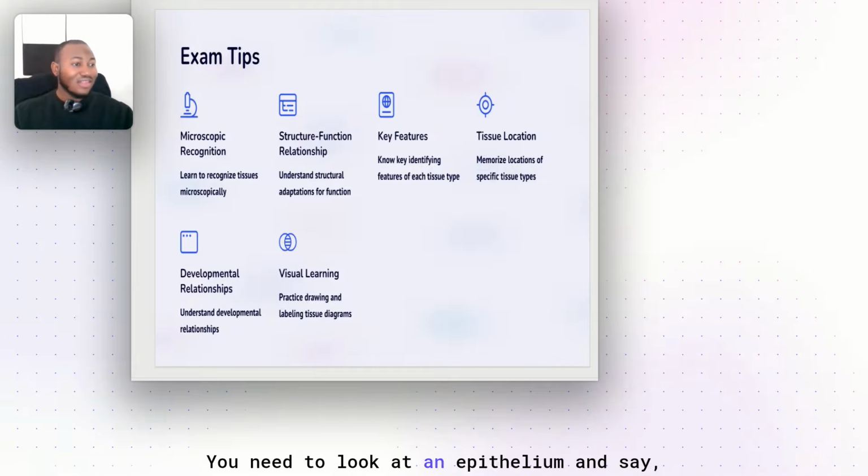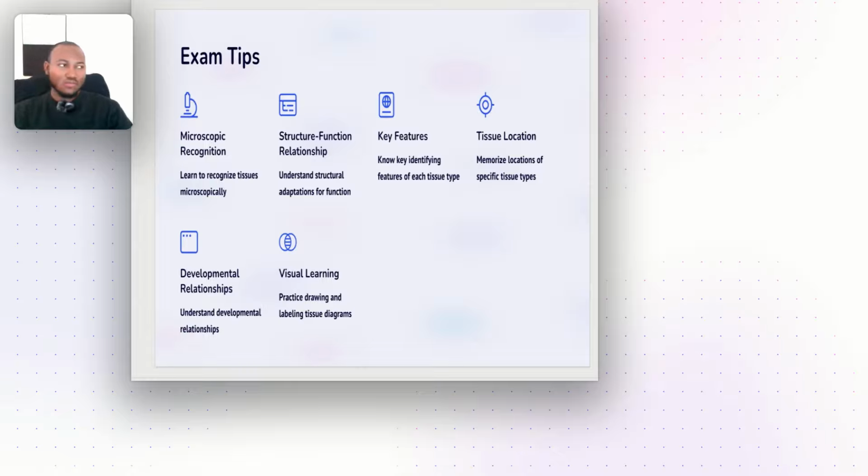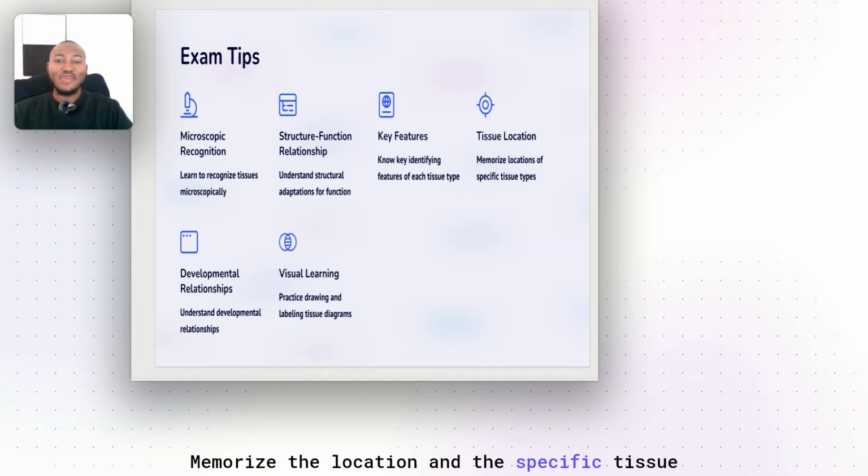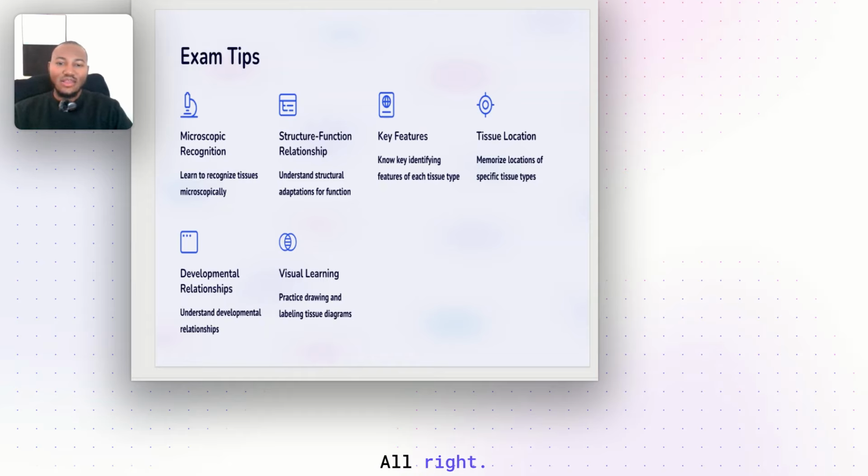You understand? You need to look at an epithelium and say, oh, this is simple columnar epithelium. Simple. Just by me looking at it. All right? You need to also discuss the structure and the function. Understand the structure and the function. Know the specific features. Know the cells. Memorize the location and the specific tissue type. All right? I want you to also know the relationships between them, and practice. Do a lot of questions.